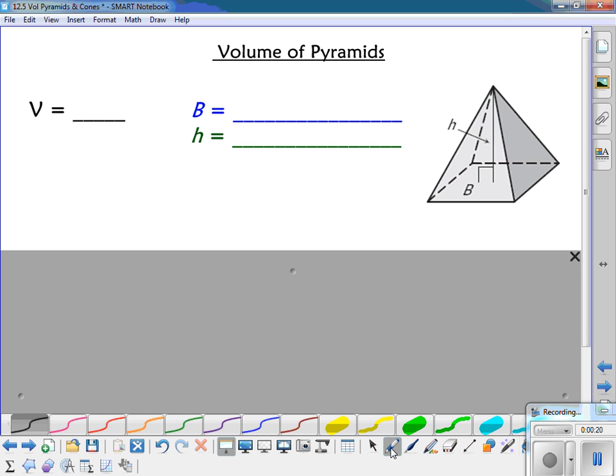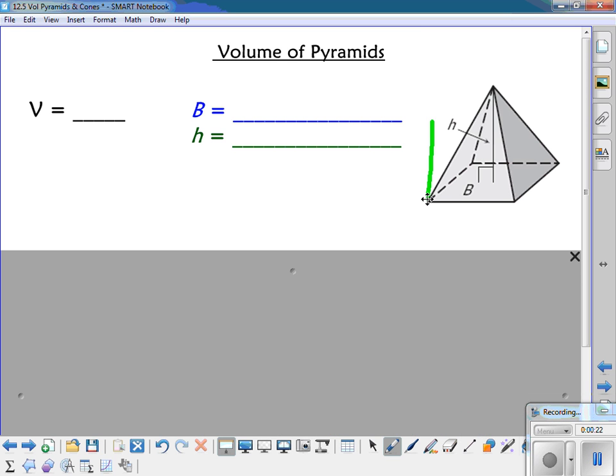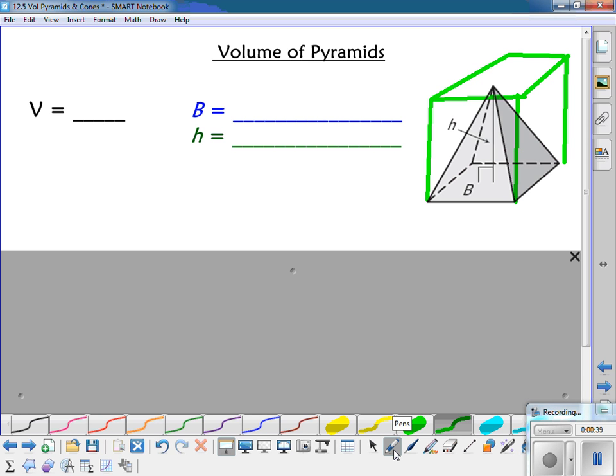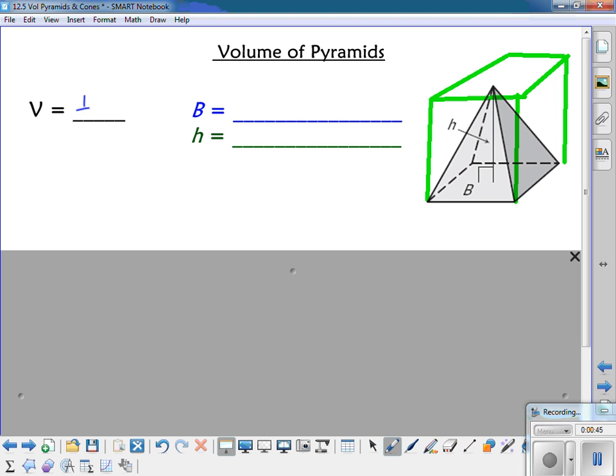Imagine that I had a prism that had the same base as this pyramid. You can see that the prism would hold a lot more than the pyramid. And in fact, a prism will hold 3 times as much. So the formula for the volume of a pyramid is going to be 1/3 the area of the base times the height of the pyramid.